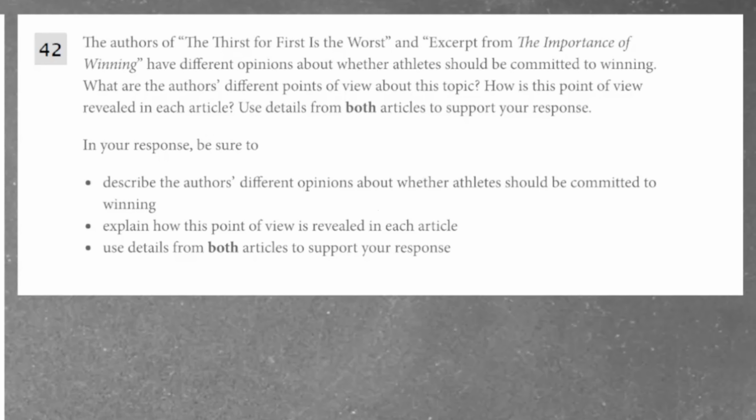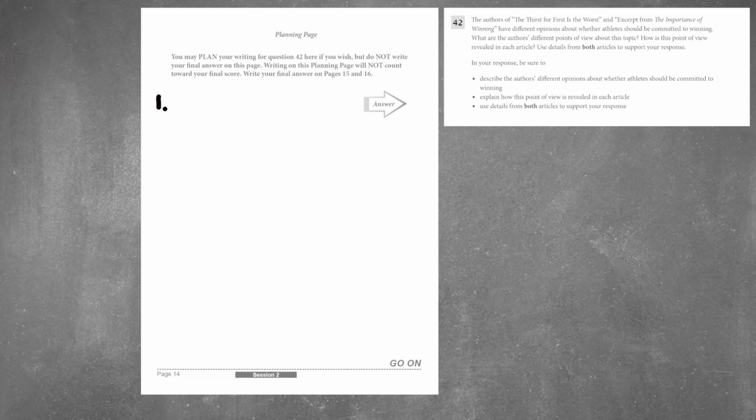to winning. So here they're asking about the opinion of the authors too. So technically this will be 2 questions that we need to answer. So the first question that we need to answer is describe the author's opinion about whether athletes should be committed to winning. So we know that the planning page is not graded. We can use shorthand, we can use any type of writing or symbols because we don't have to have perfect grammar, spelling, or anything here.